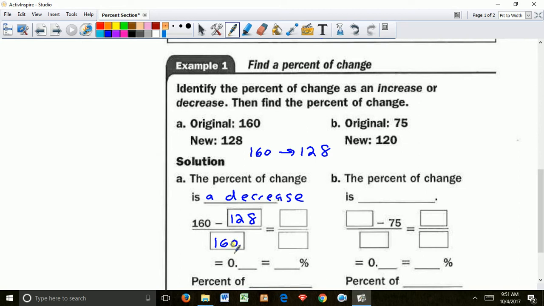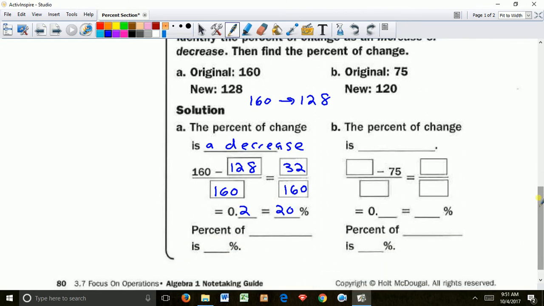In this case, we get 32 divided by 160. If you simplify that and represent that as a decimal, you get 0.2, which is 20%. So the percent of decrease is 20%.